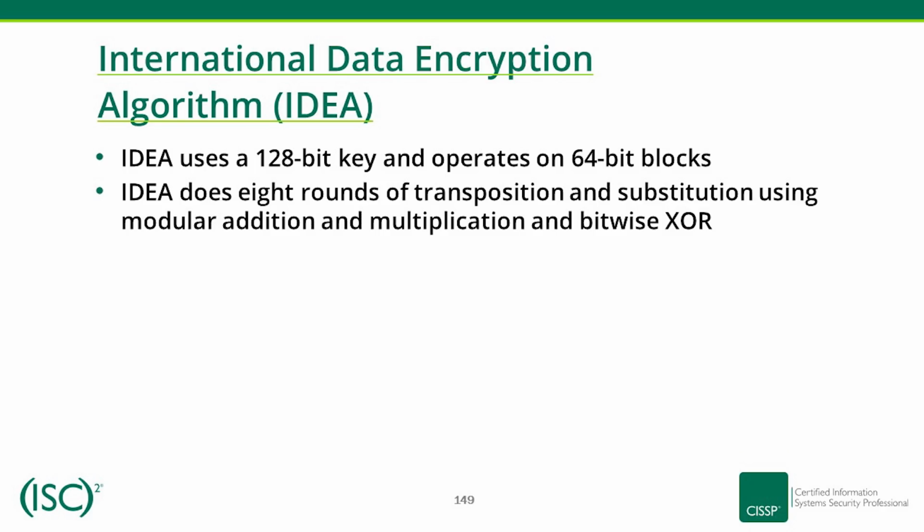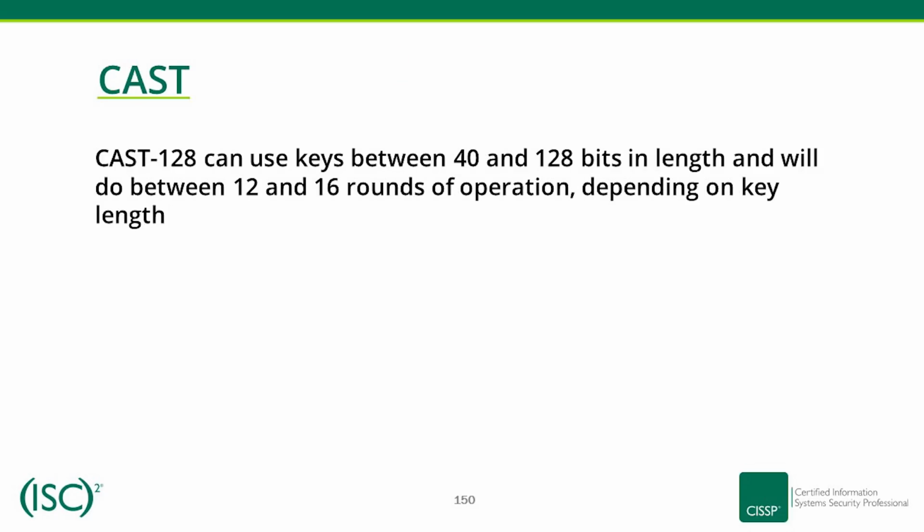International Data Encryption Algorithm, IDEA, uses a 128-bit key and operates on 64-bit blocks. IDEA does 8 rounds of transposition and substitution using modular addition and multiplication and bitwise XOR. CAST: CAST-128 can use keys between 40 and 128 bits in length and will do between 12 and 16 rounds of operation, depending on key length.